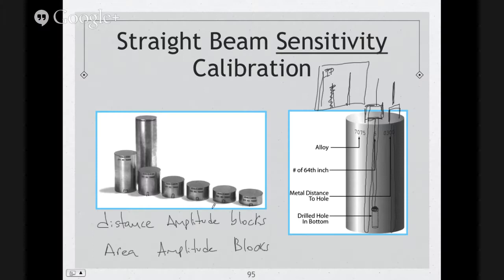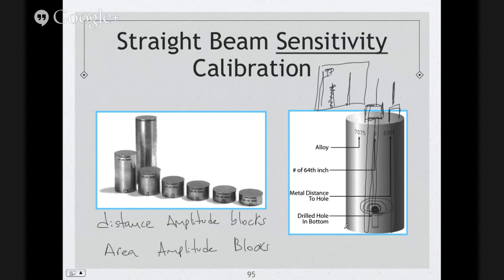Now, area amplitude blocks are different. They are all the same length, right? So all your blocks, imagine, are going to have the same length here, and the same depth drilled. What's going to change is the area of your reflector. One may have an area like that, another one may have a bigger reflector, and another a bigger reflector still, right?